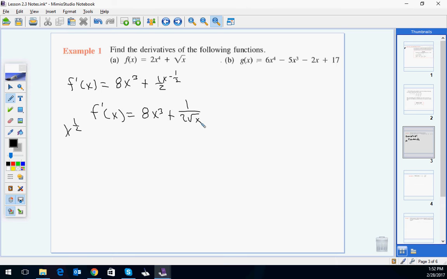So I got 4 to do. Okay, so derivative of this one, g prime. This one should be pretty straightforward. There's no ugly things in here. 24x^3 minus 15x^2 plus 2. The derivative of 17 is 0, right? Derivative of x is 1. So that's why the 2 is just a 2 now.